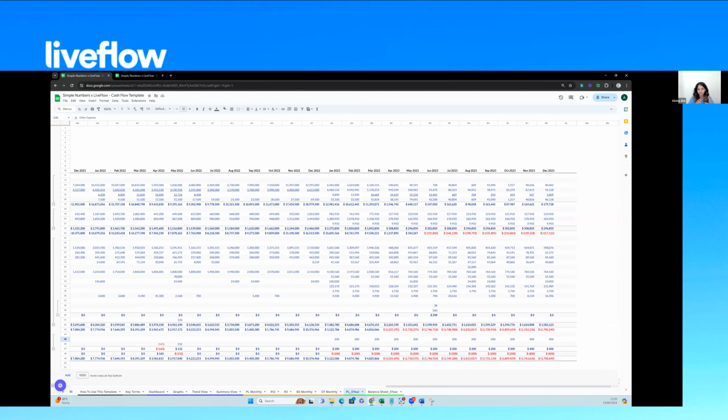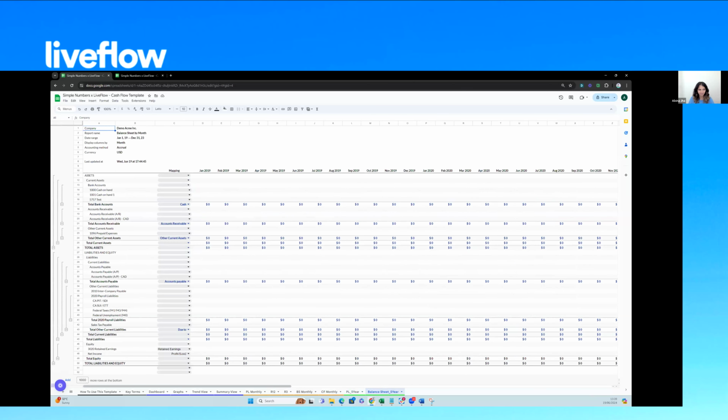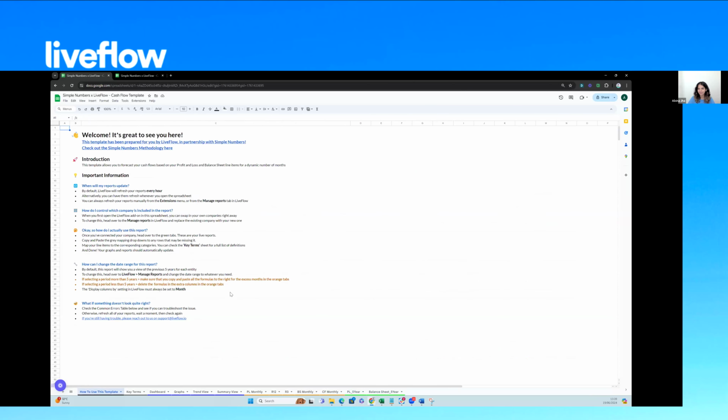You just need to take time to set this up once, and we can cover how to set it up later. And once you're done with that, every month it's just going to automatically update and give you the latest info. So this is our cash flow template with simple numbers. And Greg, I'll give this over to you now.